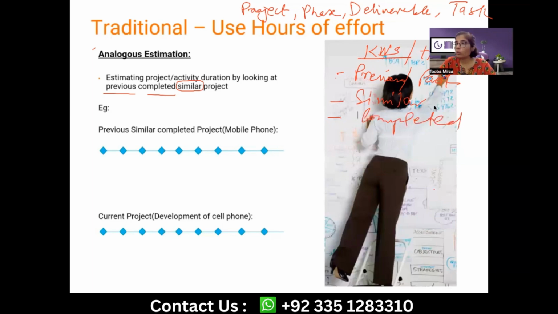If it is an ongoing project, then you may refer to it for analogous. However, that may be a risk, because it's not completed and you don't have the actualized data which is needed for the analogous estimation of the current or the upcoming project. So it's better to refer to a completed project. It should be in history. It should not be current. Right?